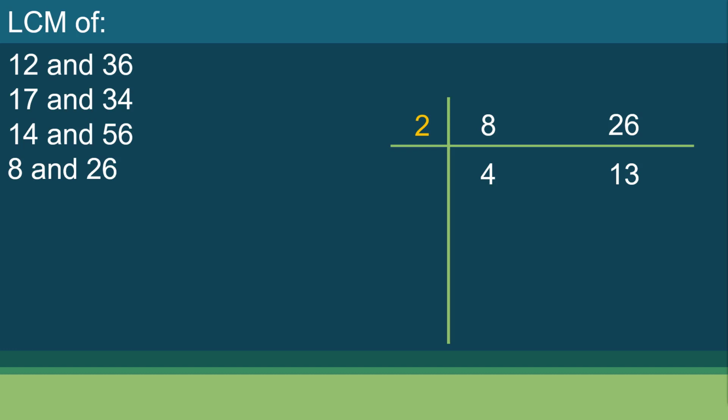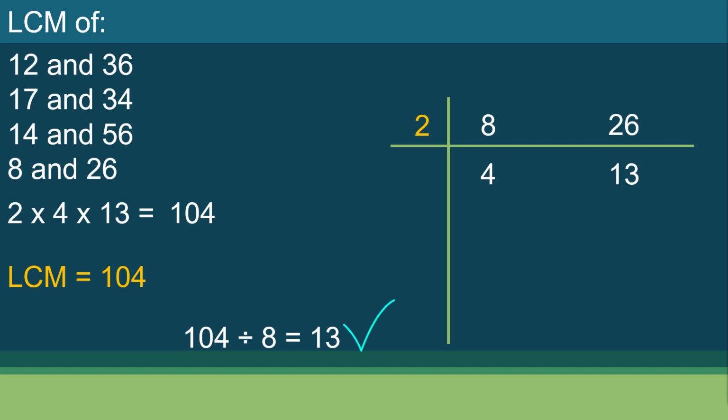We know 13 is a prime number, and 13 is not a multiple of 4, so all you have to do is multiply 2 times 4 times 13, and that is the LCM of 8 and 26. 2 times 13 is 26, times 4 is 104. We can do a quick check. We can check if we will get a whole number when we divide 104 by 8 and 26. 104 divided by 8 is 13, so 8 works. 104 divided by 26 is 4, so this works too.